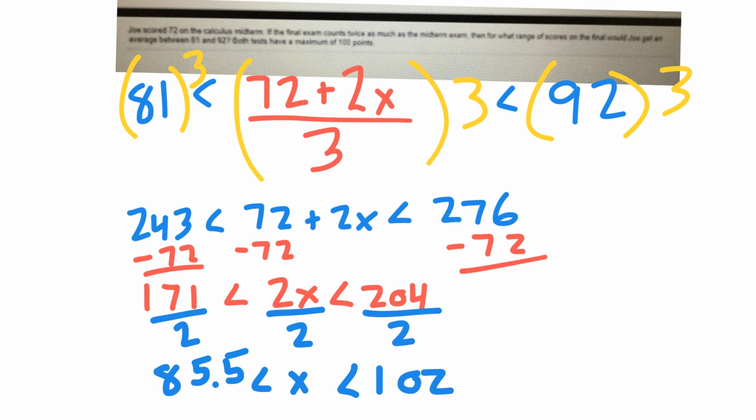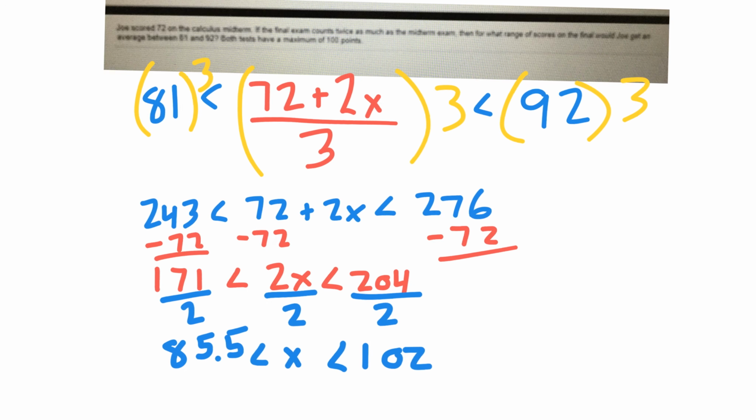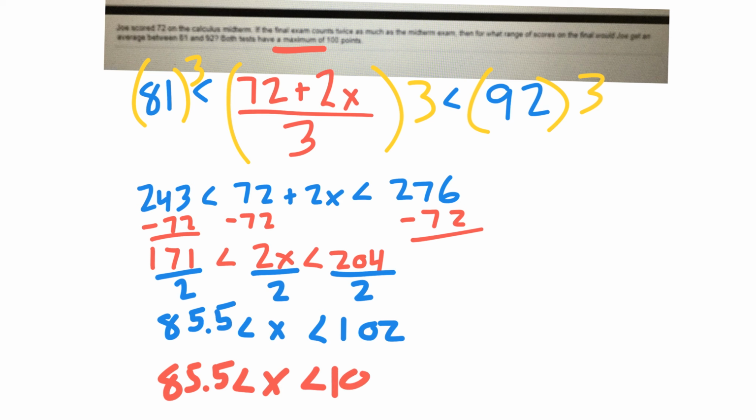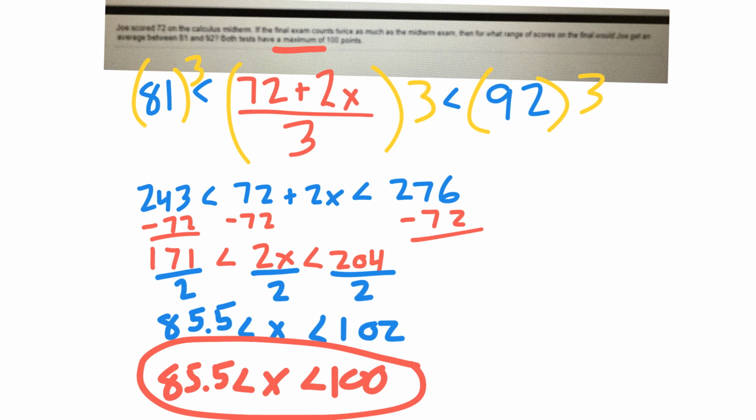So to have an average of between an 81 and 92, he needs to make between an 85.5 and 102. Okay, but he can't make 102 because it tells us the maximum is 100. So he needs to score between an 85.5 and 100, because that's his maximum value available.